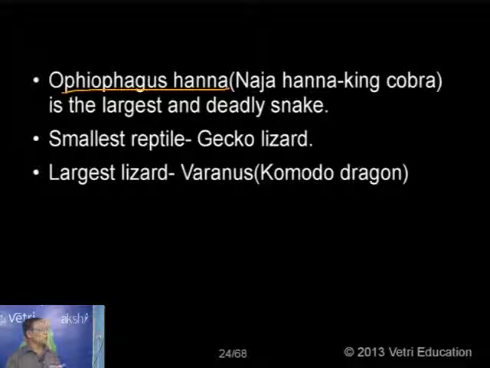Then the smallest lizard I mentioned already, the gecko. It is only just 1 to 2 inches, less than 2 inches. Very small one. And the largest lizard I already mentioned, the Komodo dragon. What we call this one scientifically, Varanus. These are all some of the information related to this.